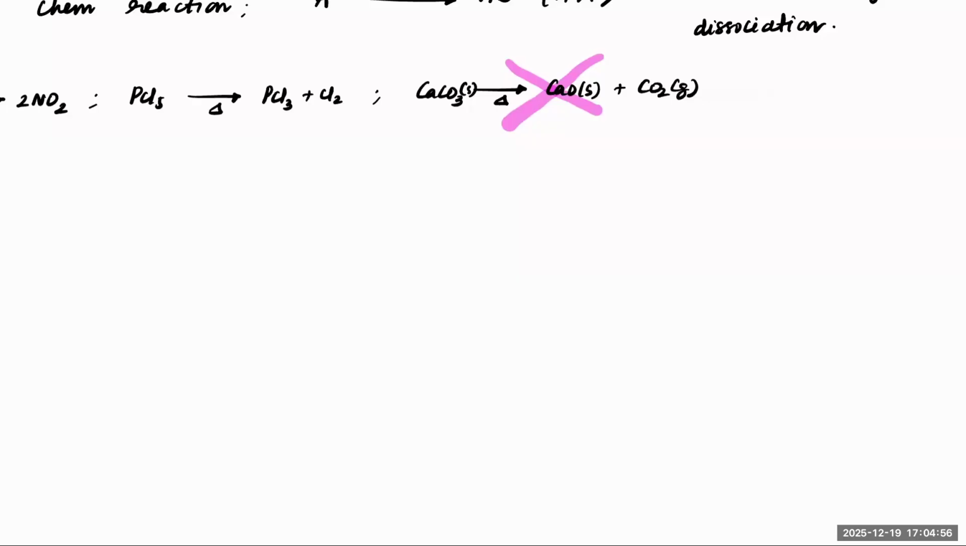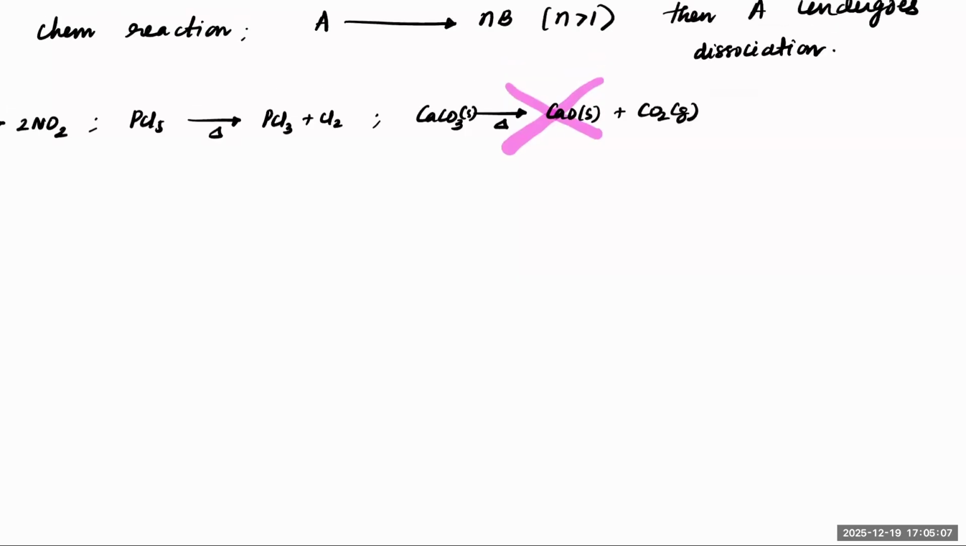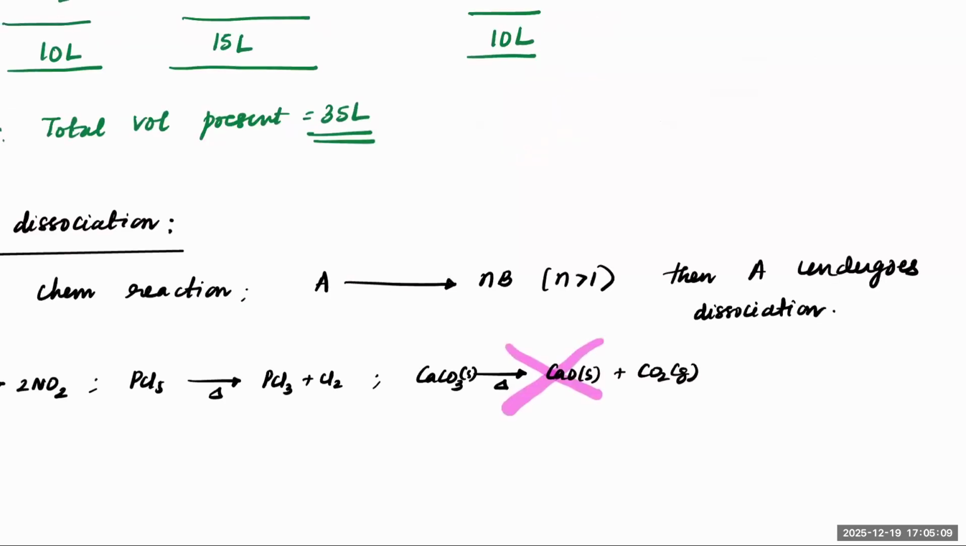Dissociation means from a molecule, you are trying to break it into multiple fragments. So imagine I took A as 1 mole. Stoichiometrically, nothing is written means I have 1. So after dissociation, it should be more than 1, right? That is what I meant. n is greater than 1.